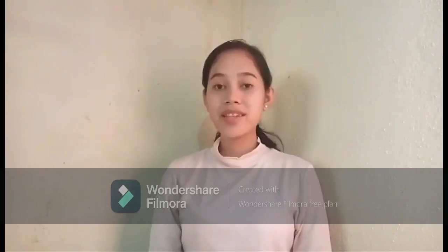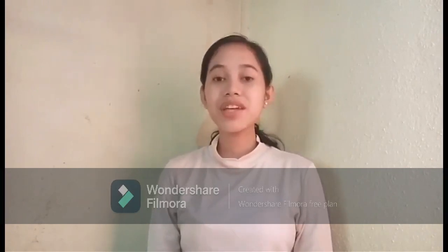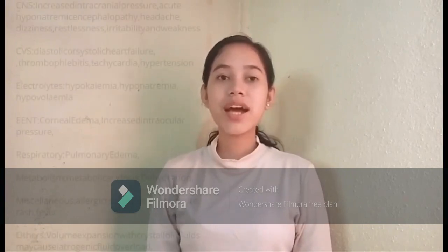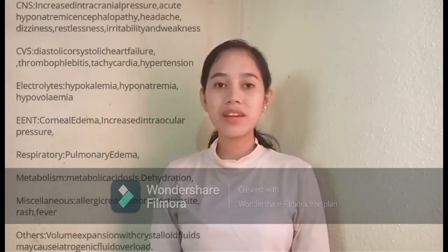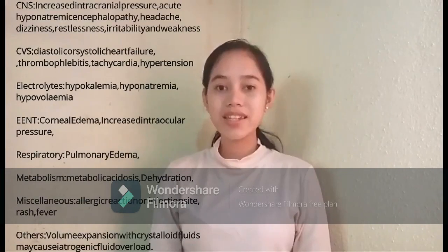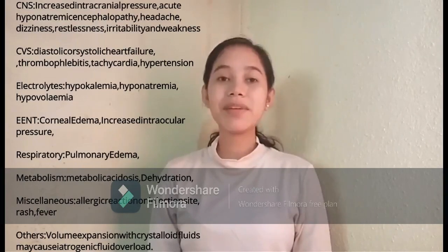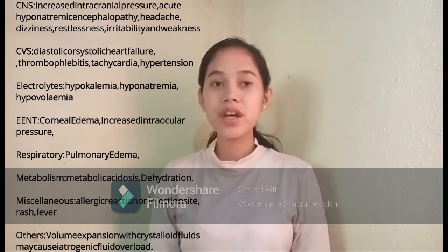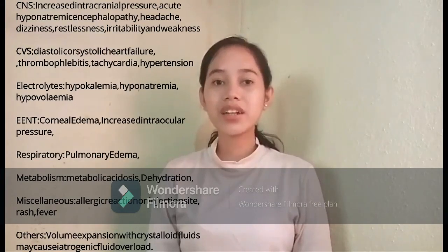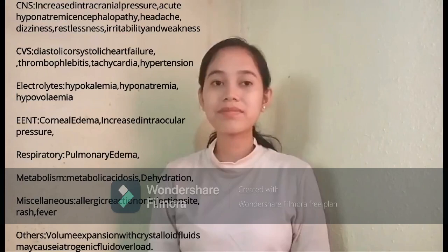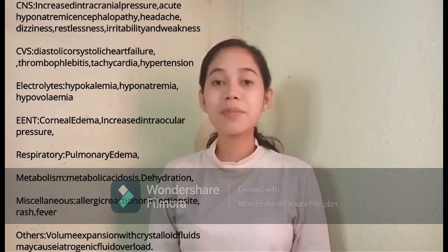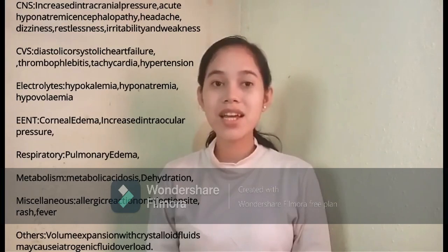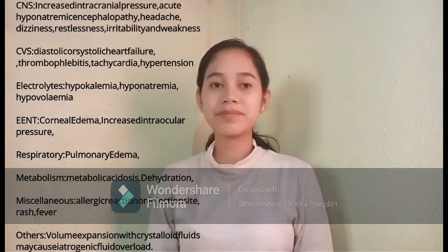For my side effects and adverse effects, in the central nervous system: increased intracranial pressure, acute hyponatremic encephalopathy, headache, dizziness, restlessness, irritability, and weakness. In the cardiovascular system: diastolic or systolic heart failure, thrombophlebitis, tachycardia, and hypertension. In the electrolytes: hypokalemia, hyponatremia, and hypovolemia.